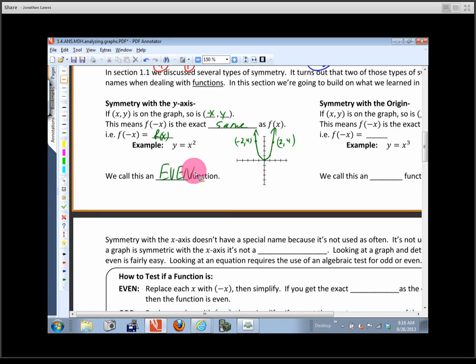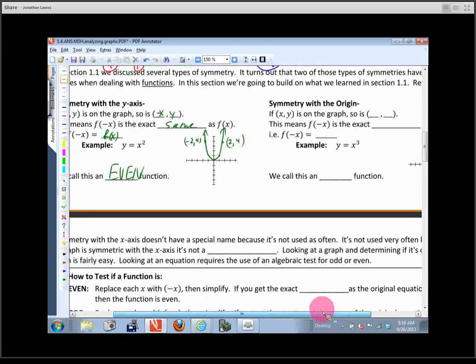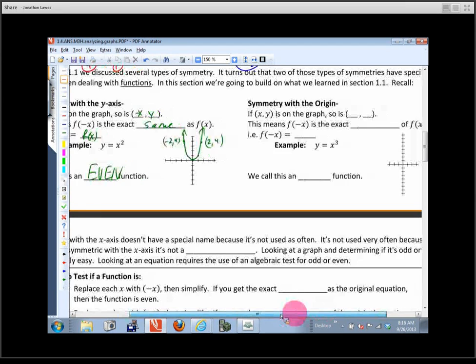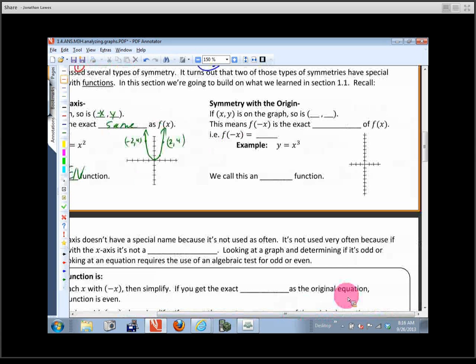Okay, remember mathematicians tend to be a little bit on the lazy side. Okay, they like to shorten things and make them a little more concise. So rather than on every single graph that's symmetric with the y-axis, that's a lot of words, we just use the word even to describe that. Okay, and there's a good reason for that that we can talk about when we study this a little bit more in depth. Okay, then there's another type of symmetry that we're interested in.